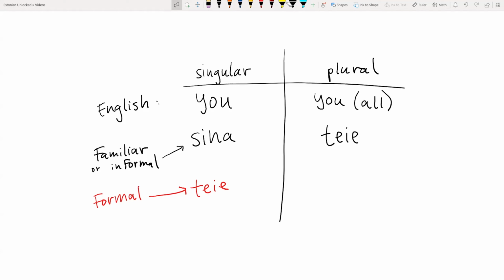Let's take a closer look at the second person pronouns sina and teie. Sina will only ever be used in the singular, and it is used in familiar or informal settings. Teie will always be for the plural. However, teie may also be used in the singular if it is a formal setting.